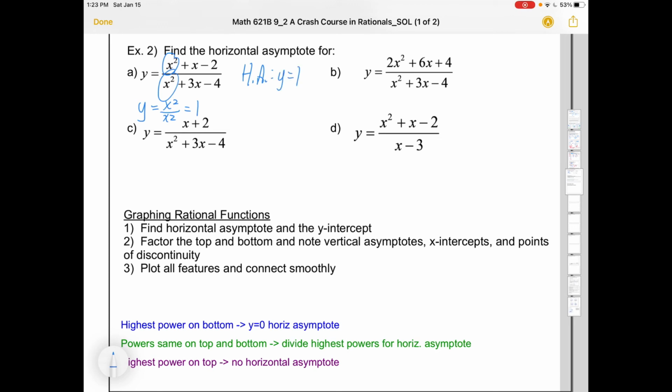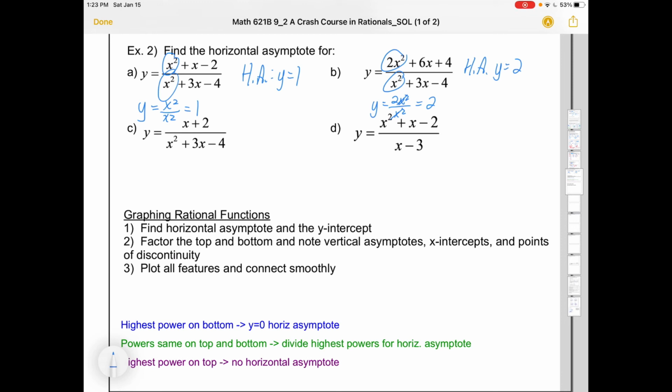On the next one, let's find the drivers. It's this and this. Are they the same power? Yes. So that means that we just divide out those drivers, and their coefficients come with them. So 2x squared divided by x squared would be 2 over 1, or 2. This will have a horizontal asymptote of y equals 2.